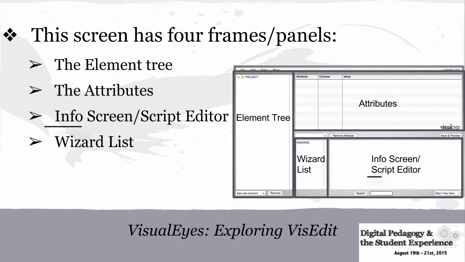You also have the info screen, or script editor. This offers instructional tips that relate to the selected items in your attribute panel. This space is also used to edit glue scripts and text displays. We'll talk about glue soon. The last frame is the wizard list, and you can click here to use a wizard that walks you through the creation of certain elements.